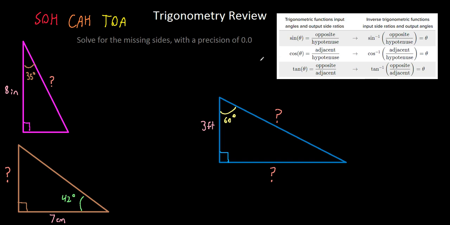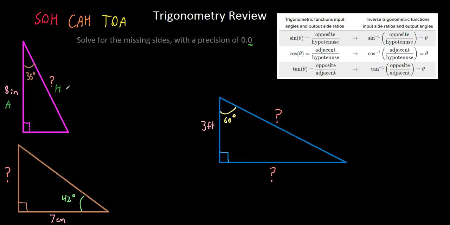We're asked to solve the missing sides with a precision of 0.0, which means round to the first decimal place, or the tenth place. And in each question, we're given one angle and one side. So let's look at the first one. We have an angle, and we have one side, which is adjacent to that angle. And we're asked to find the hypotenuse, the longest side, the side opposite to our right angle.